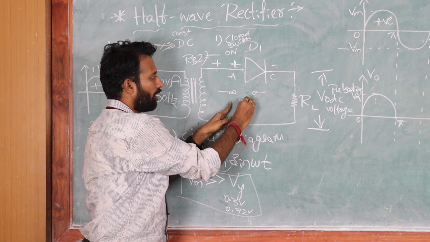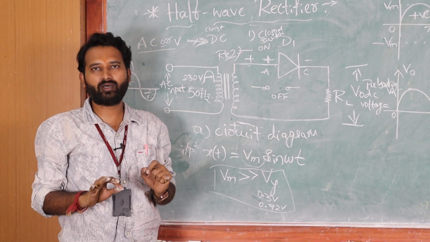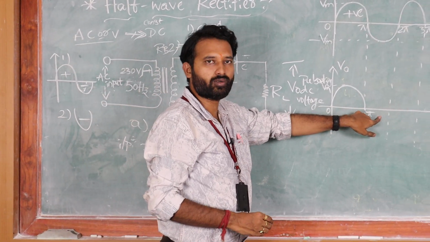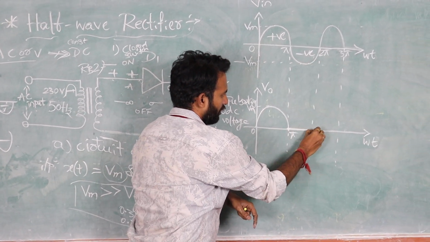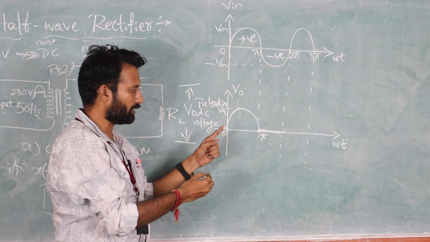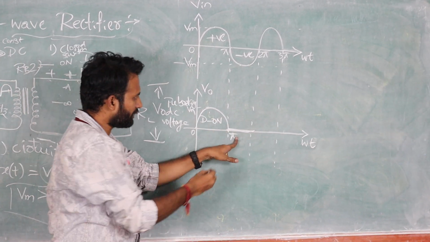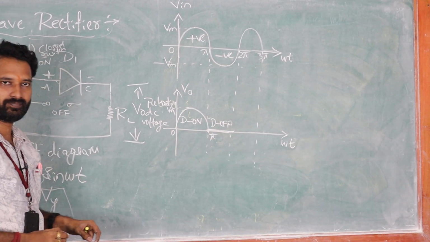It will be in off condition, meaning no current flows through the diode, so your output will be 0. For the negative half cycle, I will get a 0 output. So here you can mention D is in on condition, and here you can mention D is in off condition.